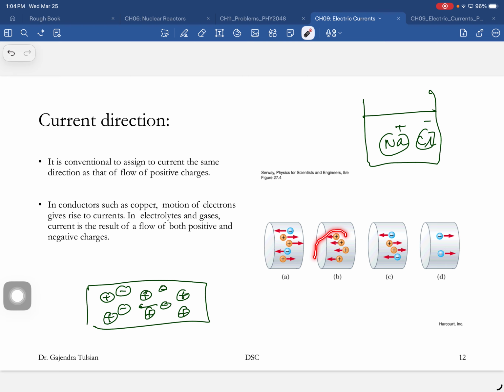This is in a semiconductor. There are something called holes. Holes act like positive charges, and they carry current. Okay, so here's another electrolyte. And in a metal, it's mostly electrons that carry currents.